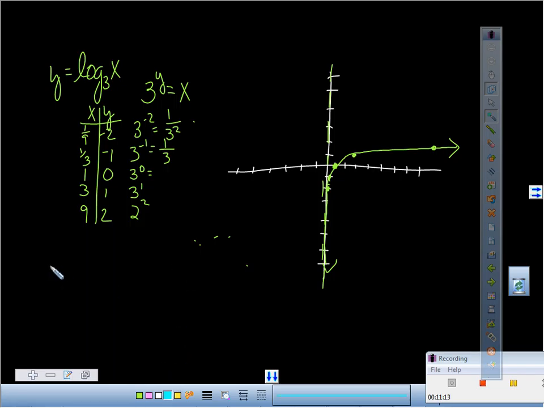What if I did this? Y is equal to log base 3 of x plus 2. What's that going to do to it? Move it to the left 2. That's all it's going to do. What's my asymptote now going to be? X equals negative 2. And this little point right here is going to go 2 to the left. It's all just a translation. And then you can draw your graph.